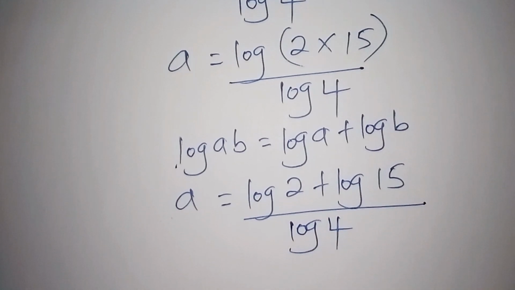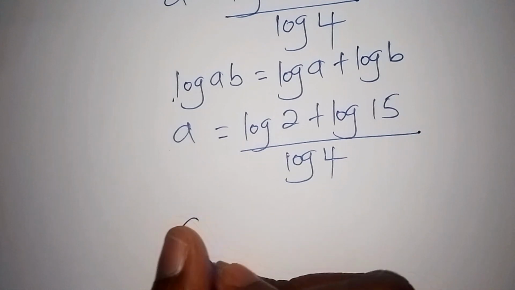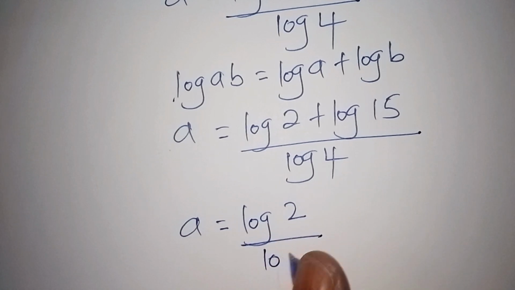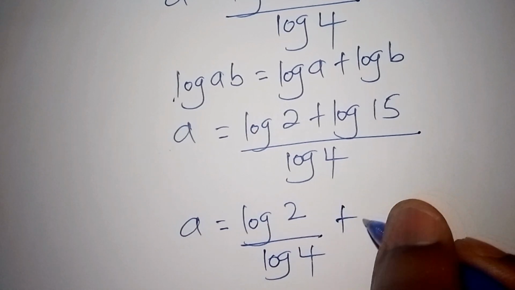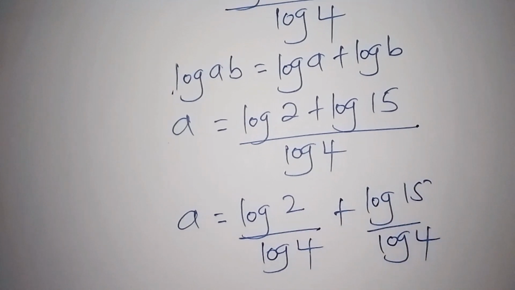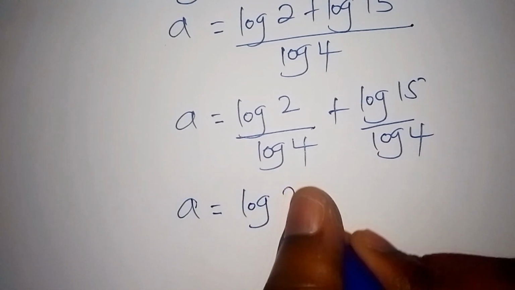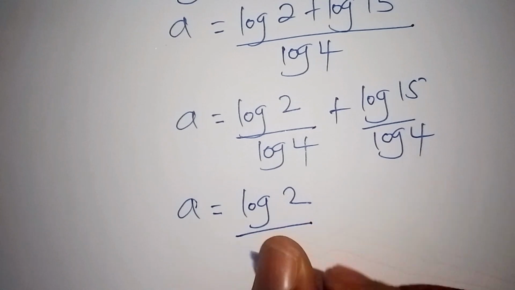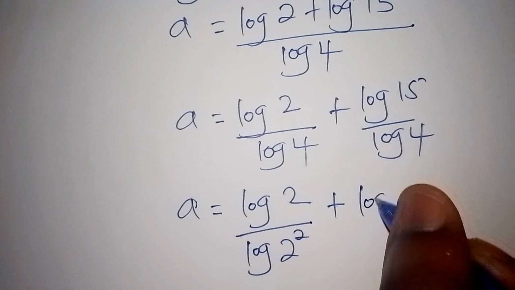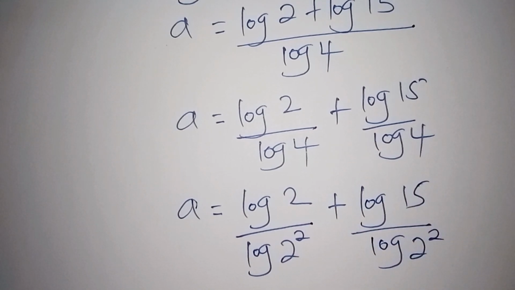So we shall now divide both sides by the log of 4. So now our a is equals to the log of 2 all over the log of 4, plus the log of 15 all over the log of 4. So let's now rewrite it: a is equals to the log of 2 all over the log of 4, which can also be written as the log of 2 to the power of 2, plus the log of 15 all over the log of 2 to the power of 2.